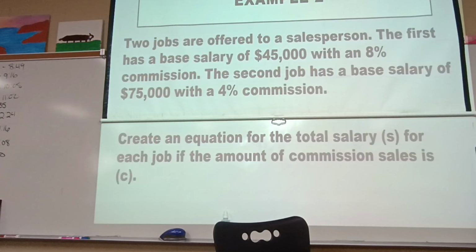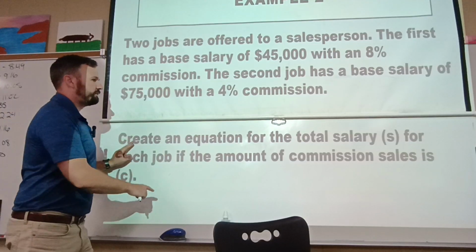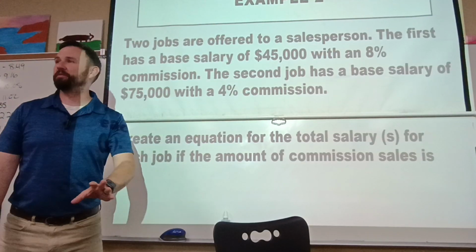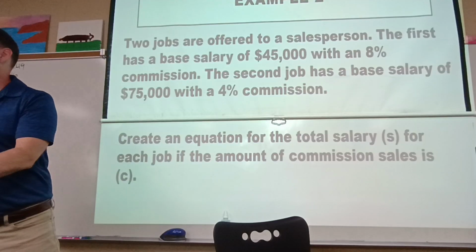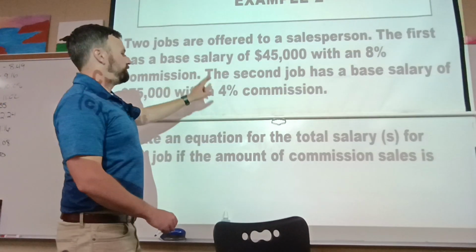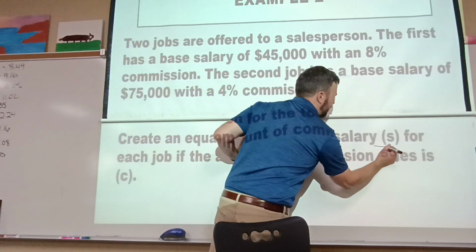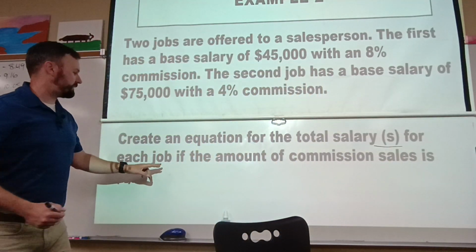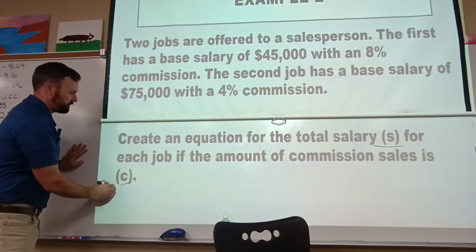So now I need 2 equations, okay? We're going to write, this is, what? I hate using S's as well because I don't know if they're capital or lowercase and they look like 5s. So, but write the total salary for each in terms of S and the amount of commission sales as C.